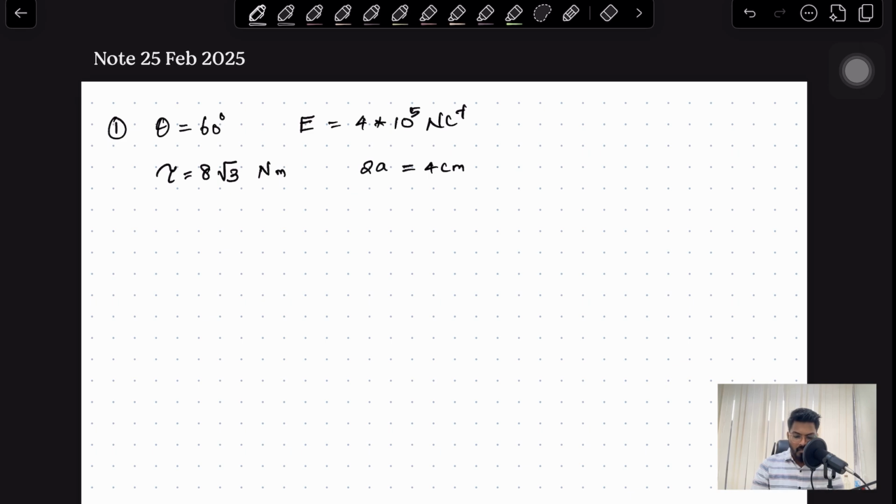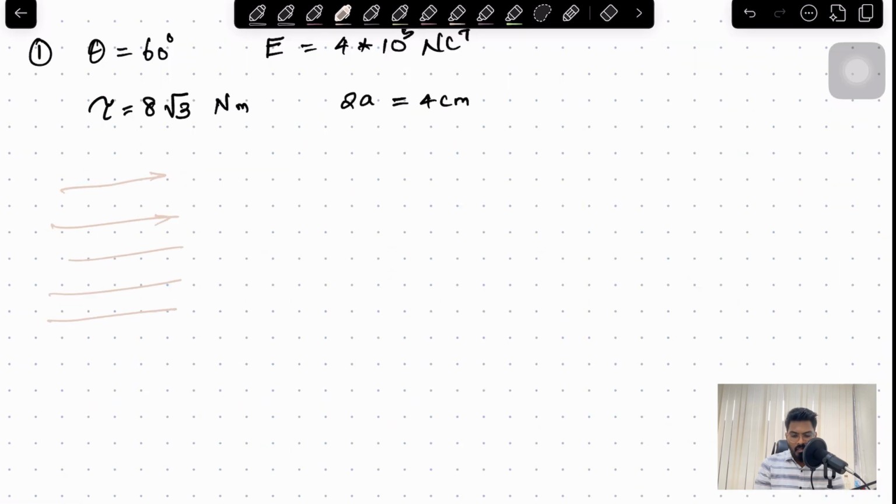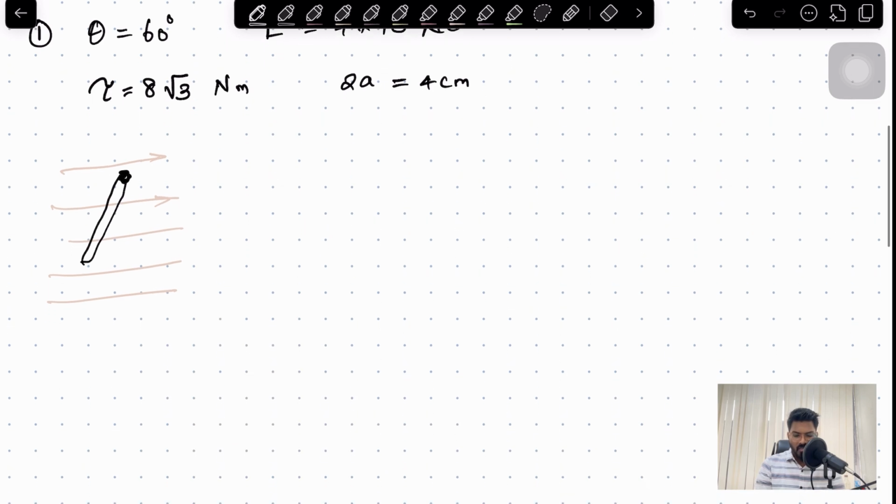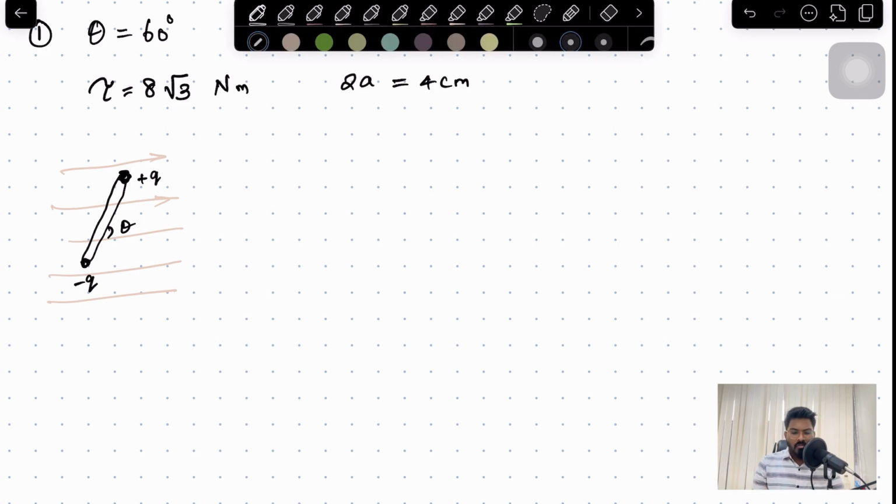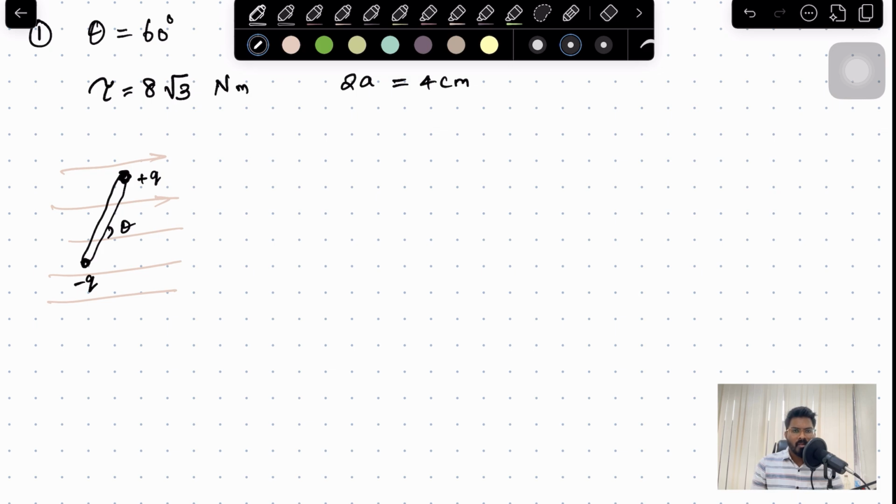Now let's visualize how it would look. You can imagine an electric field like this, and within that we have a dipole. One end is plus q, the other is minus q, and it is making an angle of theta with the electric field. We want to find the value of plus or minus q.